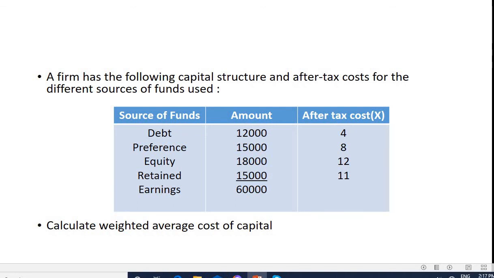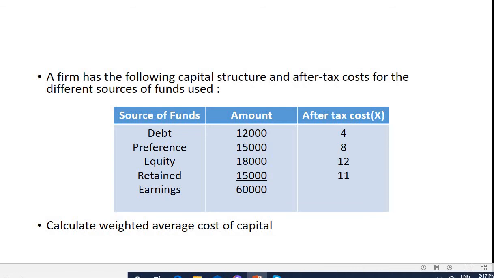The problem goes like this. A firm has the following capital structure and after-tax cost for the different sources of funds used. For the company, four options are there to raise the fund: one is debt, another is preference, third is equity, and fourth is retained earnings. The total it can raise is 60,000, a simple example. Debt 12,000, preference 15,000, equity 18,000 and retained earnings 15,000.